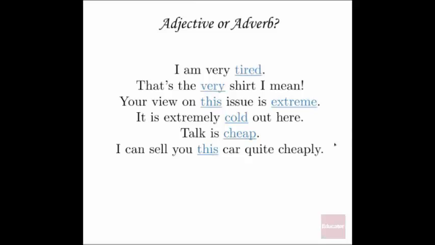I am very tired. All right, in this case, the only adjective in that sentence is tired. Very is an adverb modifying tired. It's modifying an adjective, so it has to be an adverb. All right, but here we have, that's the very shirt I mean. Very, in this case, is an adjective. We're using it in the sense of specific or exact. That is the exact shirt I mean. It modifies shirt, which is a noun, which makes it an adjective.